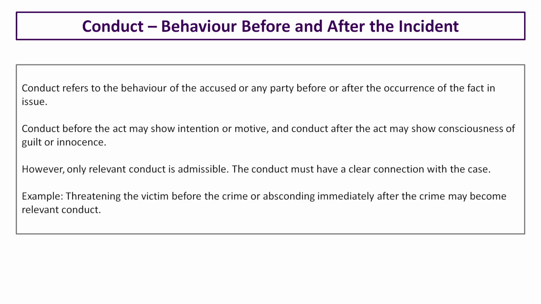Conduct can be of two types: conduct before the act and conduct after the act. Conduct before the act may show intention or motive. For example, threatening someone before the incident may indicate hostility or planning. Conduct after the act may show consciousness of guilt or innocence. For example, running away from the place of occurrence immediately after the crime may suggest guilty behavior. Similarly, attempting to destroy evidence or hiding a weapon may also be relevant conduct.